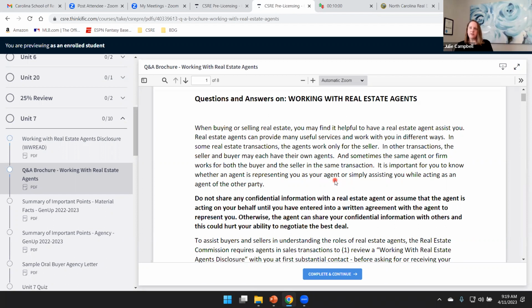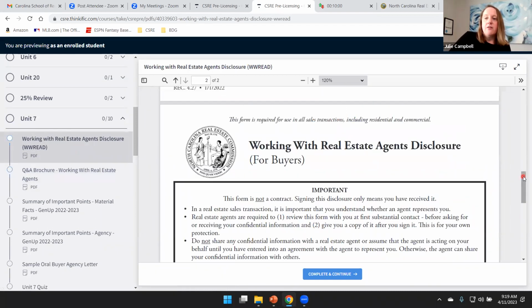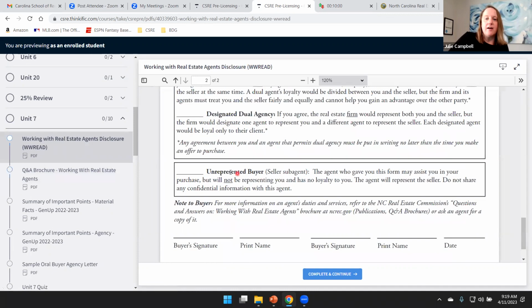So a question comes in, revisiting sub-agency, what is their role? It says on the form, an unrepresented buyer. That's exactly right. Remember, in seller sub-agency, the buyer is the customer. The buyer is the customer. So if the firm offers seller sub-agency, remember, not all firms allow it, but if your firm offers seller sub-agency, then that may be an option that we can give to the buyer.